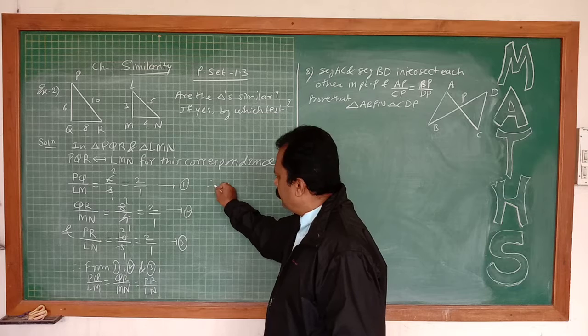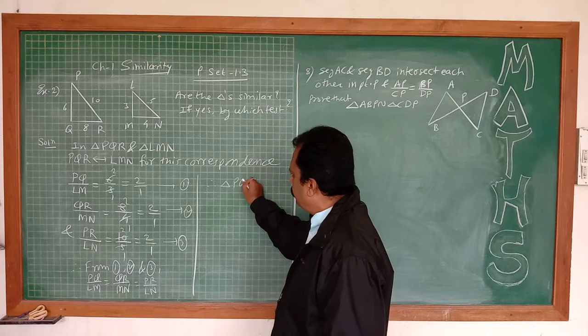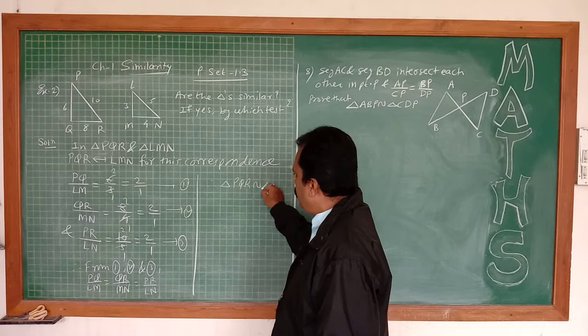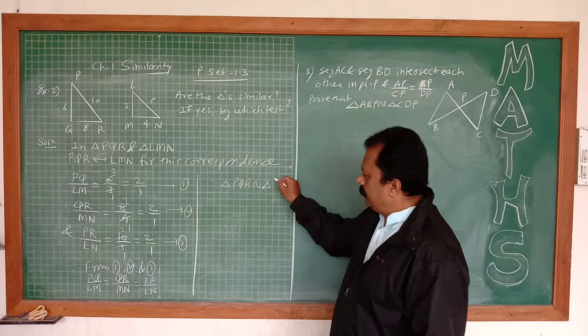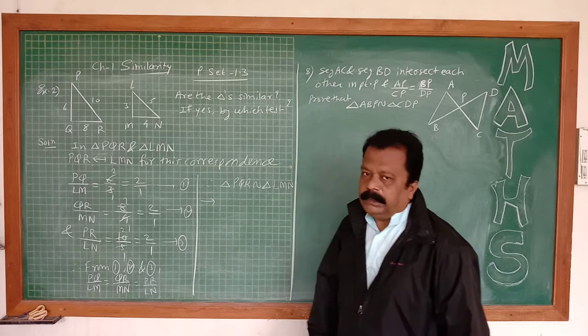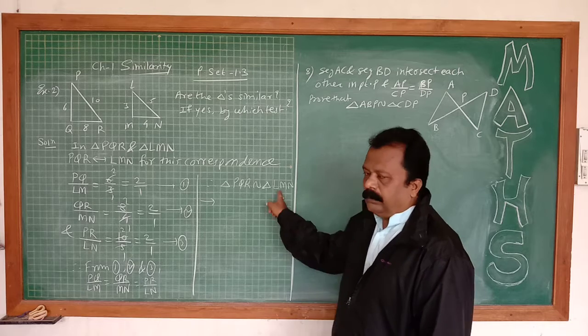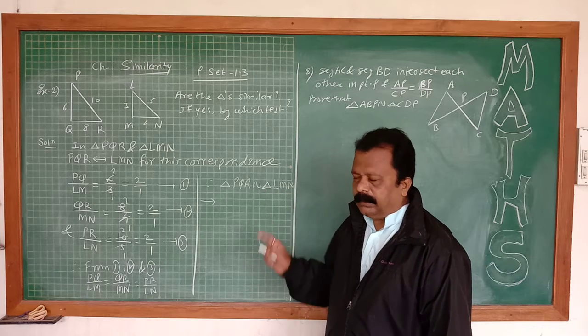Therefore, triangle PQR is similar to triangle LMN. These two triangles are similar because of what? Sides are in the same proportion. Now by which test? SSS test for similar triangles.